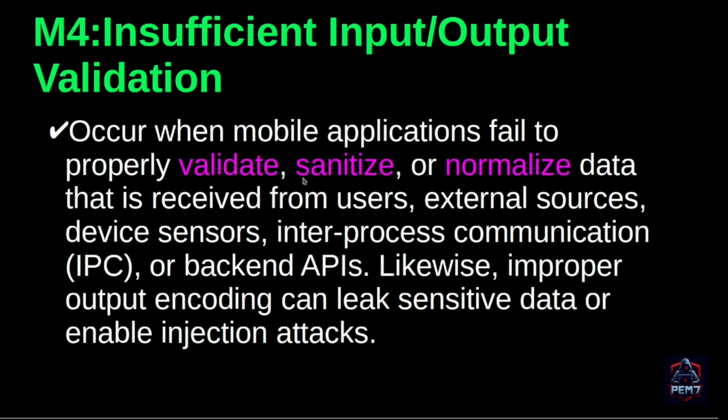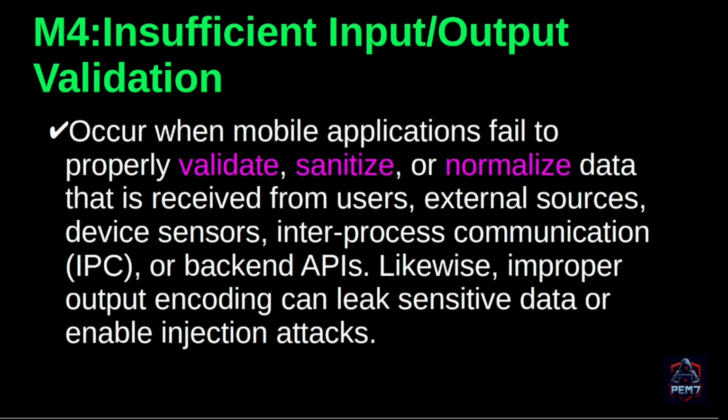Welcome to OWASP Mobile threat number 4, which is insufficient input and output validation. And as usual, we define the vulnerability, walk through how attackers exploit it, outline the preventative controls, and finally review the business impacts associated with this weakness.